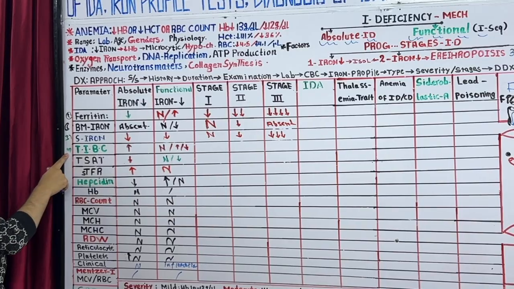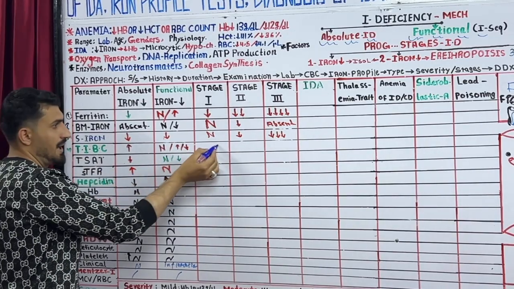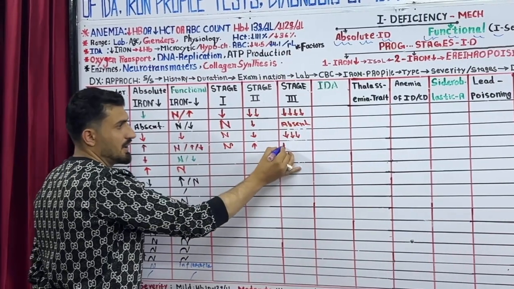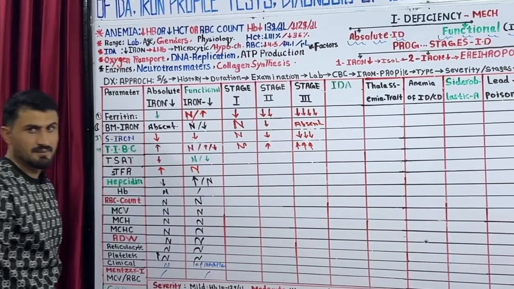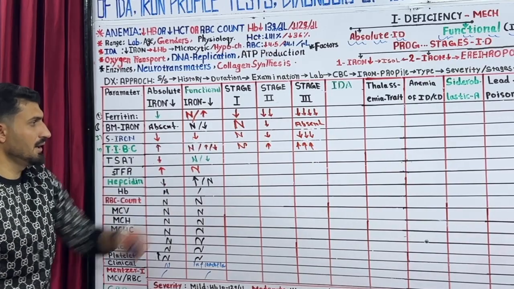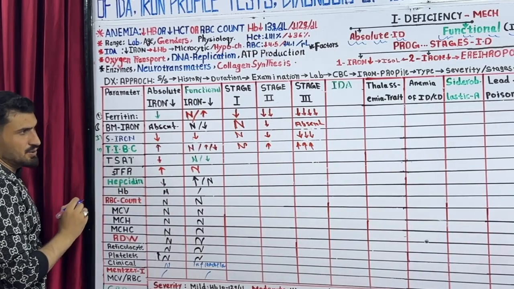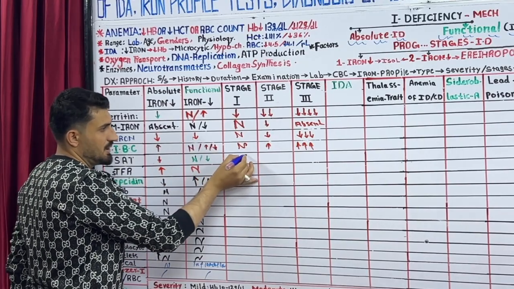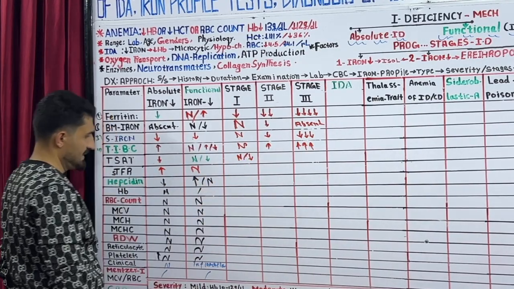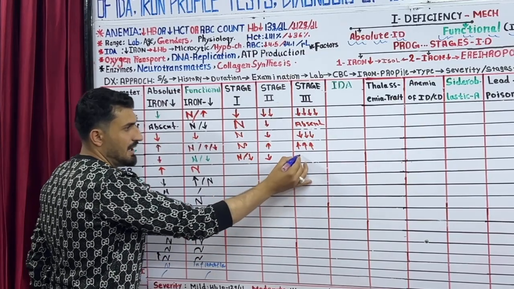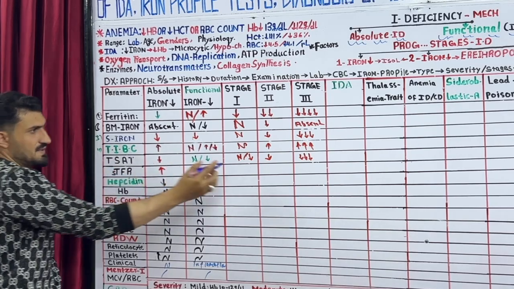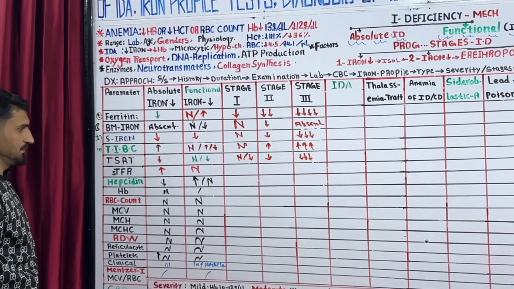Here about total iron binding capacity, it's around normal. Here it increases a bit, and here it increases completely, because here we need a lot of iron. About transferrin saturation, here it might be normal or it might be less. Here it's less, and here it's completely less, meaning less than 15%.